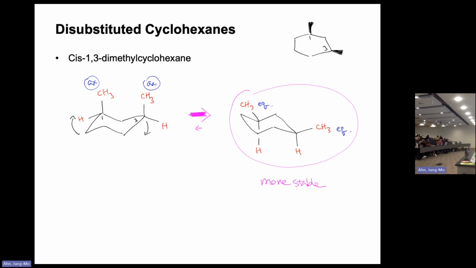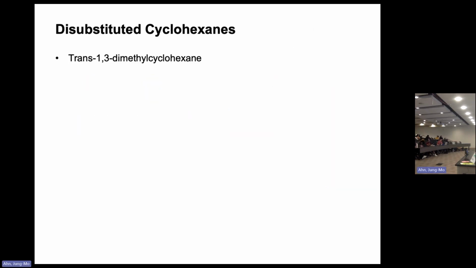What about trans? Trans, 6 member ring, 1 up, 1 down. Let's draw the chair conformation the same way. First carbon, third carbon. I draw the line, whether axial, whether equatorial, axial, equatorial. The only thing you need to worry about is putting the methyls so they can be trans.